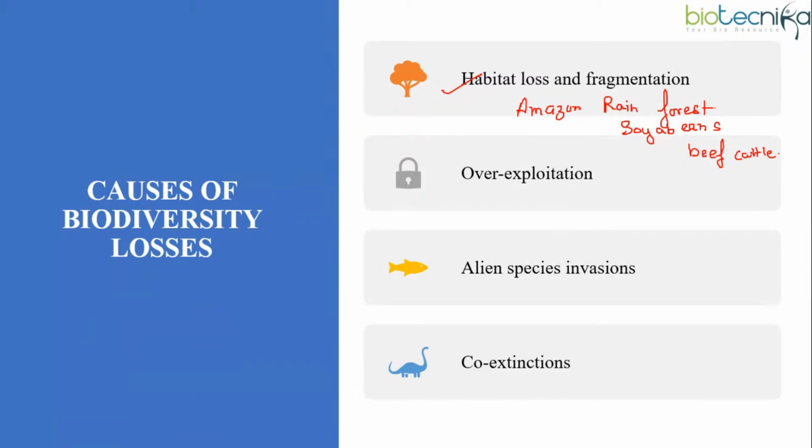Besides total loss, the degradation of many habitats by pollution also threatens the survival of many species. Obviously, if you are cutting a tree, all the species which are dependent on that tree, you have destroyed their home, right? So where will they go? All the dependent species will be affected, and pollution also threatens the survival of many species. Then overexploitation.